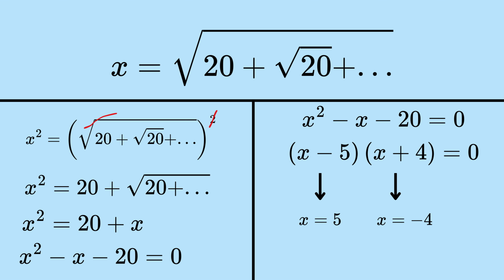However, logically, the result of a square root cannot be negative in the real world. Since we are adding positive numbers, the result must be positive. Therefore, our only correct answer is x equals 5.